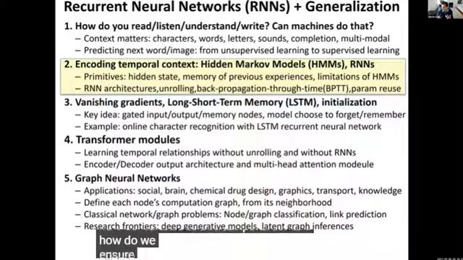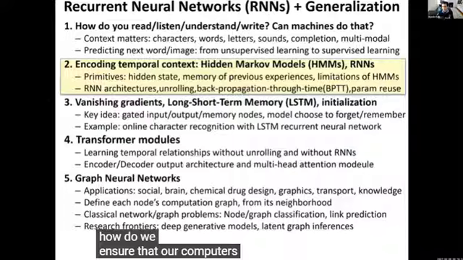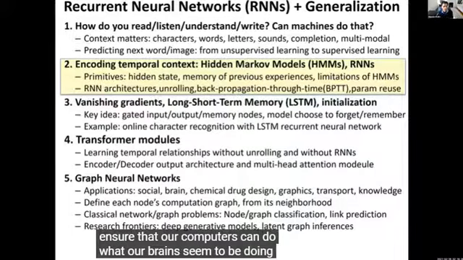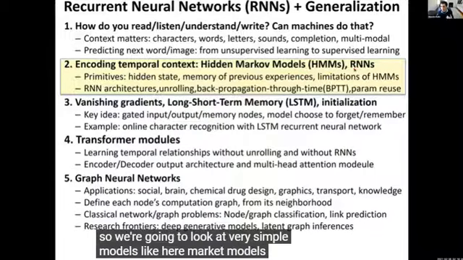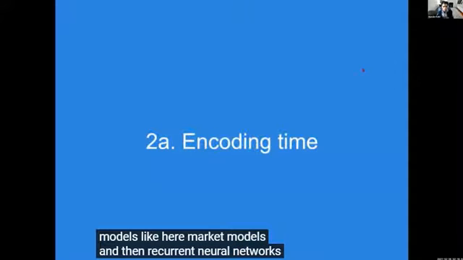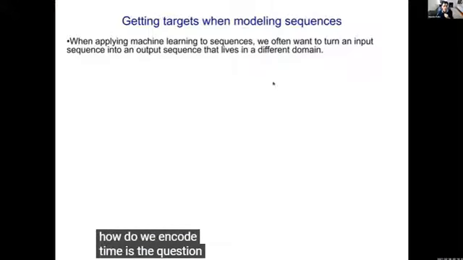So the question now is, computationally, how do we encode this temporal context? How do we ensure that our computers can do what our brains seem to be doing quite naturally? So we're going to look at very simple models like Markov models, and then recurrent neural networks. So how do we encode time is the question.